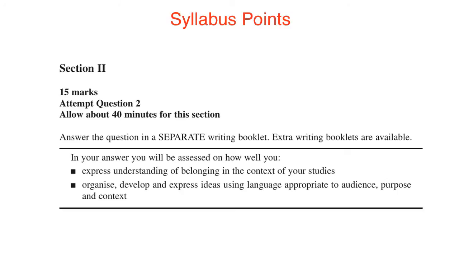So, with that in mind, let's check out the syllabus for the creative writing section before we move on. The syllabus can essentially, as always, be broken down into 2 dot points, or the objectives for the section. For section 2, these objectives are, number 1, express an understanding of belonging in the context of your studies, and number 2, organize, develop, and express ideas using language appropriate to audience, purpose, and context.